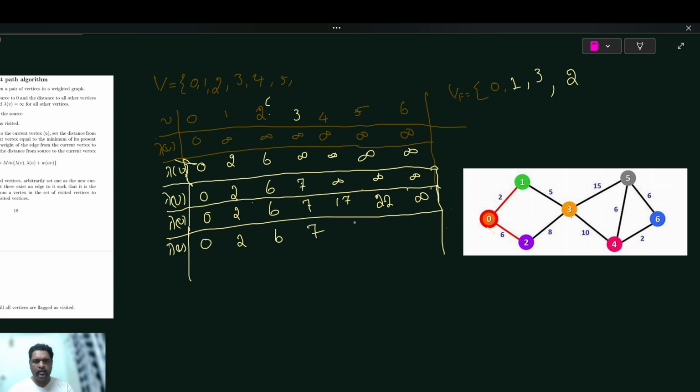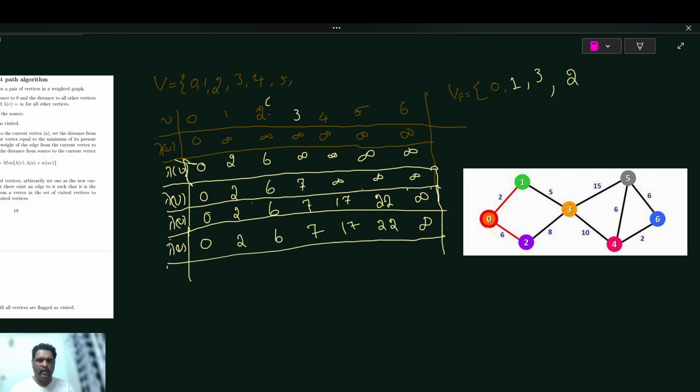So it is 2, 6, 17, 22 and infinity. It's not minus, it is positive infinity. 22, and this is 17. Now that is our one iteration. So the current vertex status is now for the vertex 2 and is to be changed in our next step.